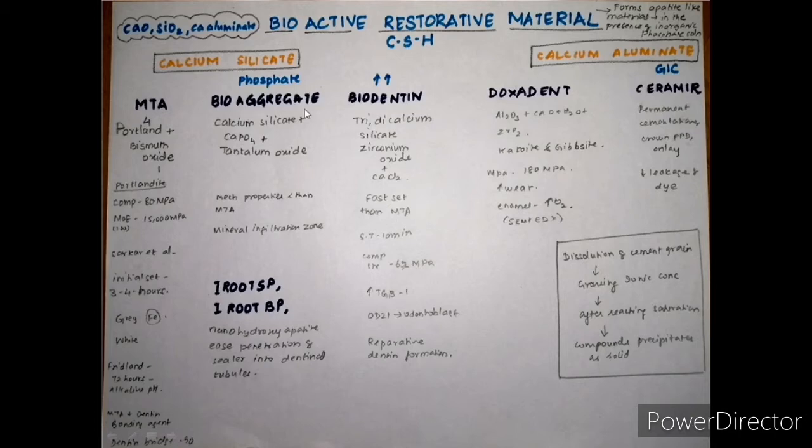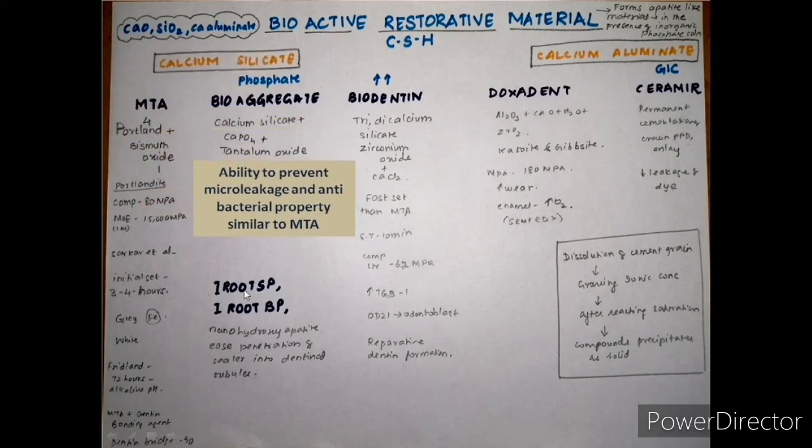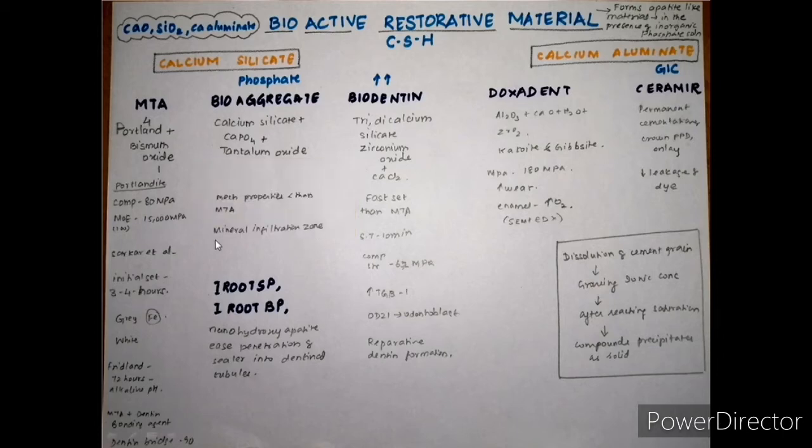Next is bioaggregate. The composition of bioaggregate cement is calcium silicate and calcium phosphate, and tantalum oxide is added in order to enhance the radiopacity. So here, in MTA bismuth oxide is added, here tantalum oxide is used, that is a difference, and calcium phosphate is also added in the bioaggregate. The mechanical properties of bioaggregate were found to be less than those of MTA. The ability to prevent microleakage and the antibacterial property of bioaggregate were similar to MTA. Whenever the bioaggregate was placed in contact with the tooth structure, a mineral infiltration zone was observed.